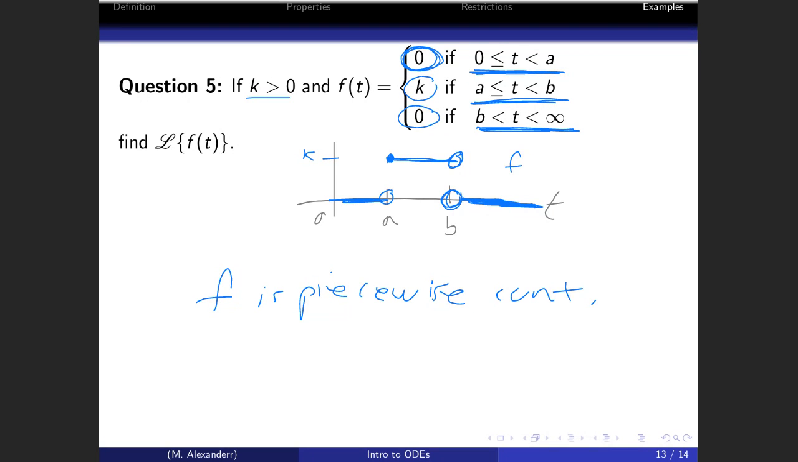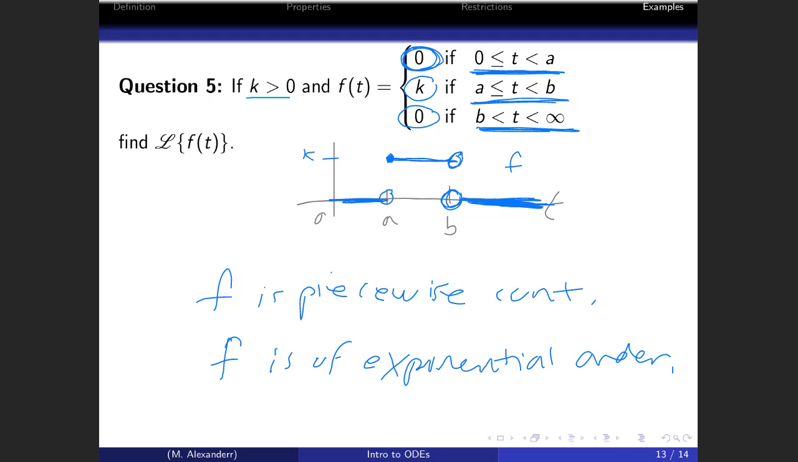Now, what is the other thing that we have to check? We have to check that the y values of the function do not get too big, too fast as you go forward in the t variable. And in this example, the function is actually 0 after b, and so obviously the function does not get big too fast. So f is of exponential order. Just think of exponential order as saying that the function does not get big too fast. And in this case, the function is actually 0 as you go forward in t.